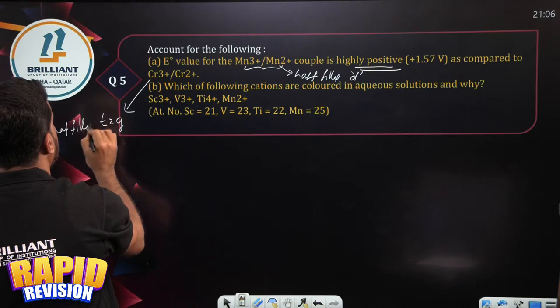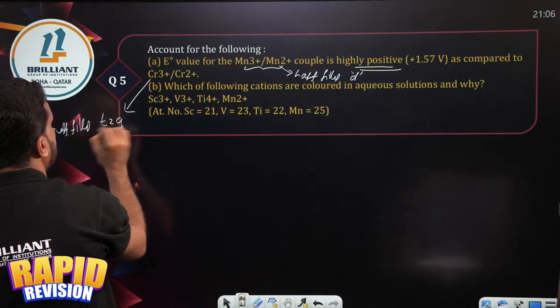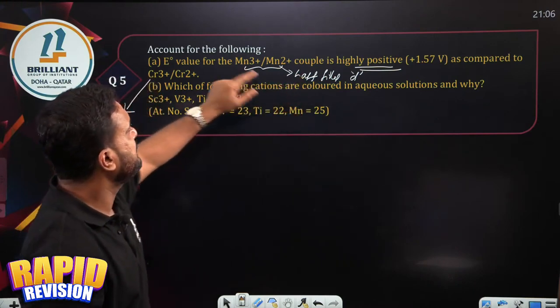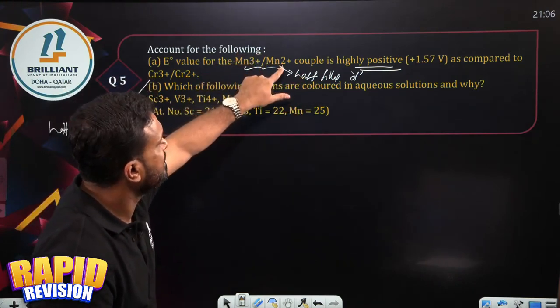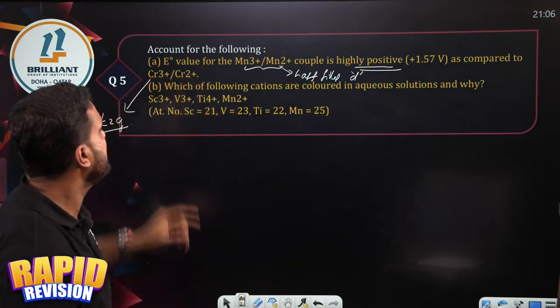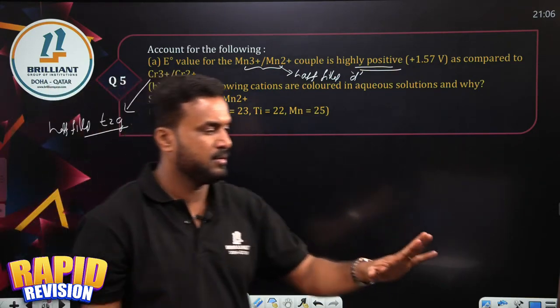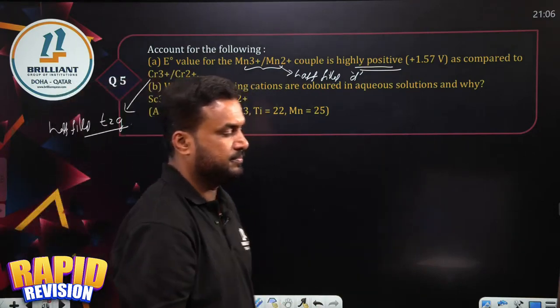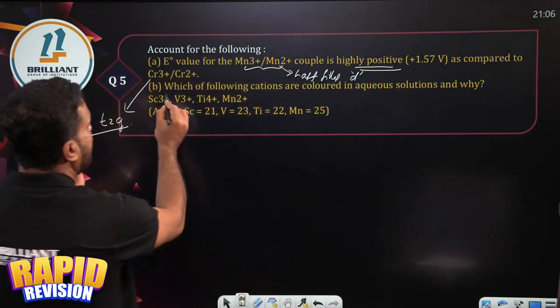Half-filled t2g. So here half-filled t2g is there, and here half-filled d is there. So Mn3+ will have the tendency to change, but Cr3+ will not have the tendency to change to Cr2+. Cr3+ is more stable. Yes, more stable due to half-filled t2g. Yes, Nitin.